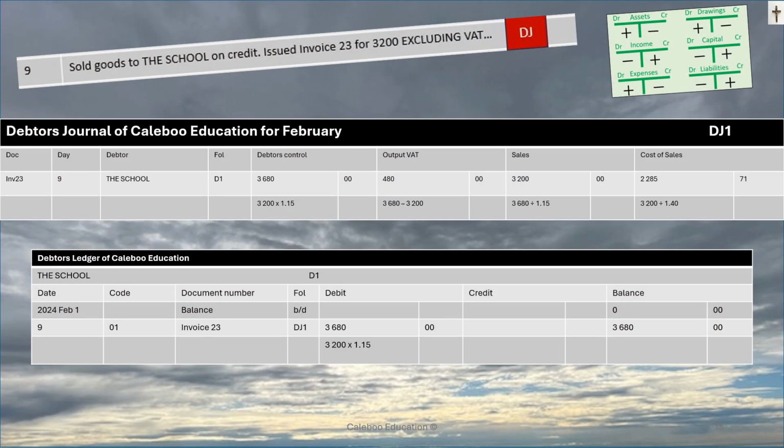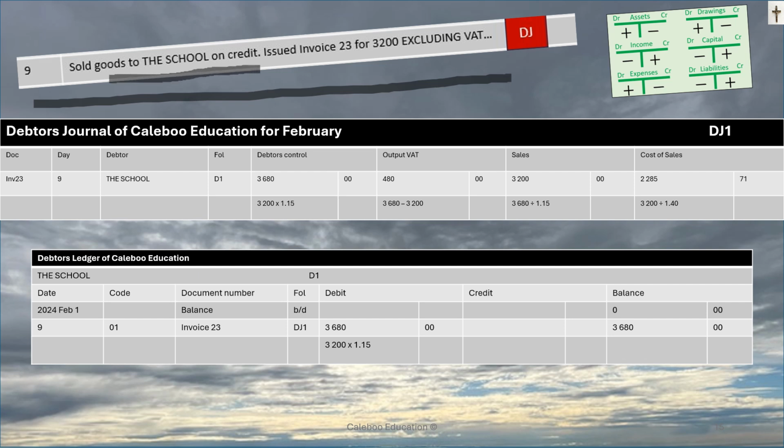Okay, this is what this video is all about. On the 9th of February, Caleboo Education sold goods to the school on credit. Issued invoice 23 for $3,200 excluding VAT. This information we know, a credit sale is recorded in the debtor's journal. So let's record this information in the debtor's journal.